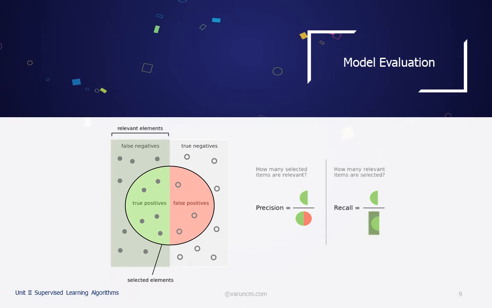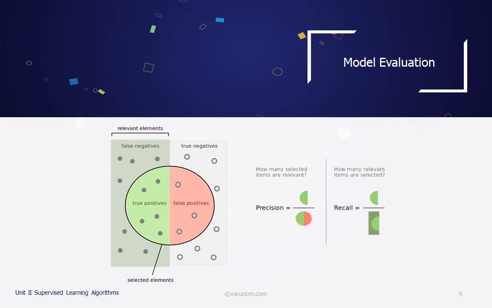In this diagram you can see the necessity of precision and recall. Precision finds out whether the selected items are relevant, and recall finds out whether the relevant items are selected. So it identifies whether all the relevant items are selected. That is what you identify using precision and recall.